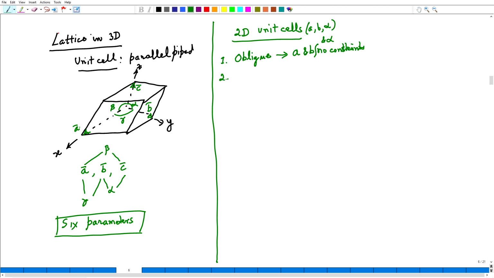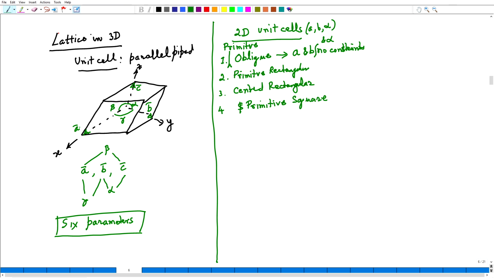A second lattice is called rectangular, or I should say, actually I should add the word primitive as well. So, there would be primitive rectangular. Third one is called centered rectangular unit cell or lattice. Fourth one is called square, primitive square. And fifth is hexagonal.